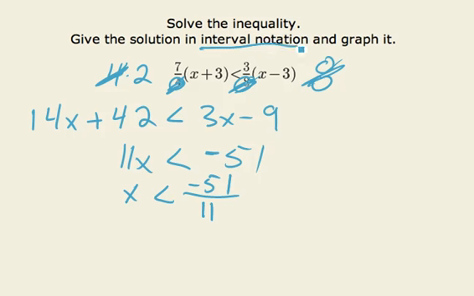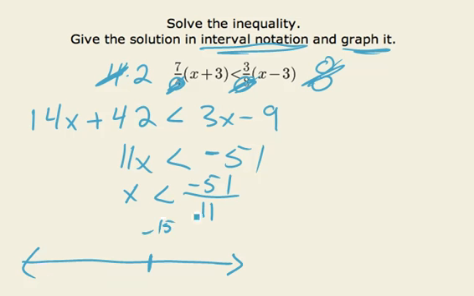Now we just need to write that in interval notation and to graph it. All right, why don't we graph it first? So here's a number line. And on this number line, let's indicate the value negative 51/11ths. I did the 15 again. I think I'm turning dyslexic. Negative 51/11ths. Indicate that point there.